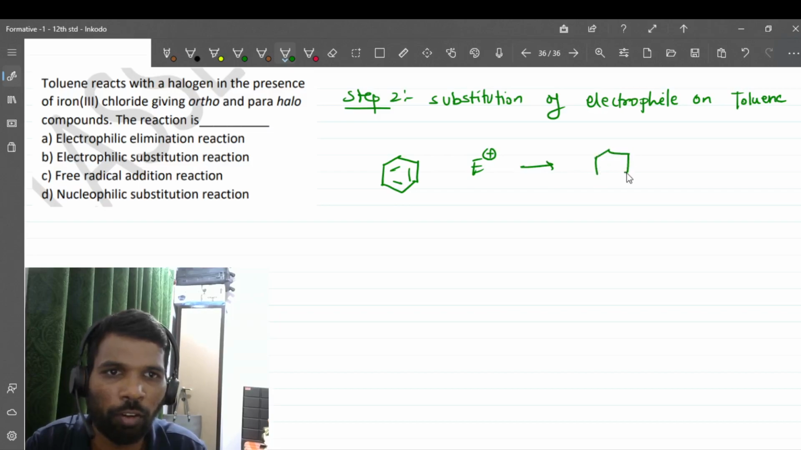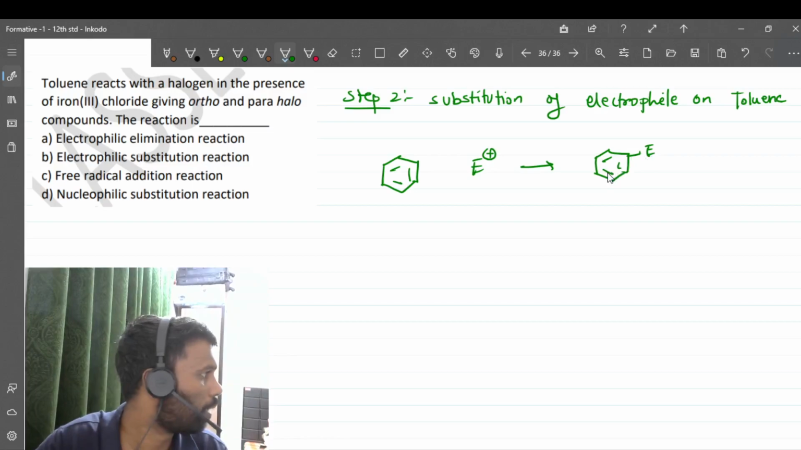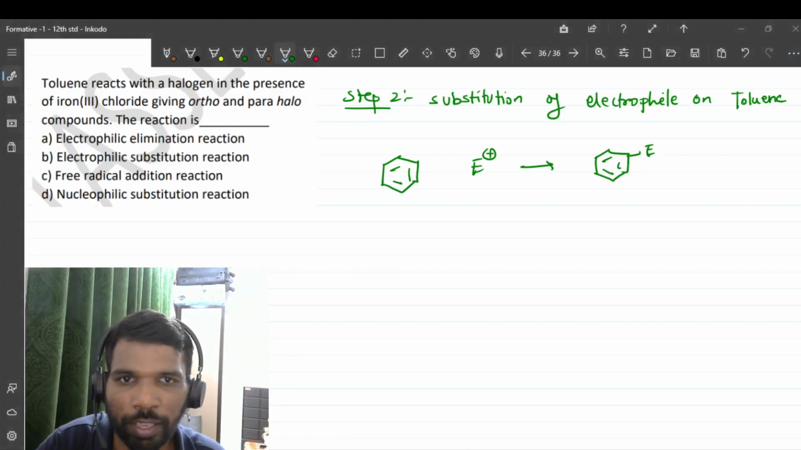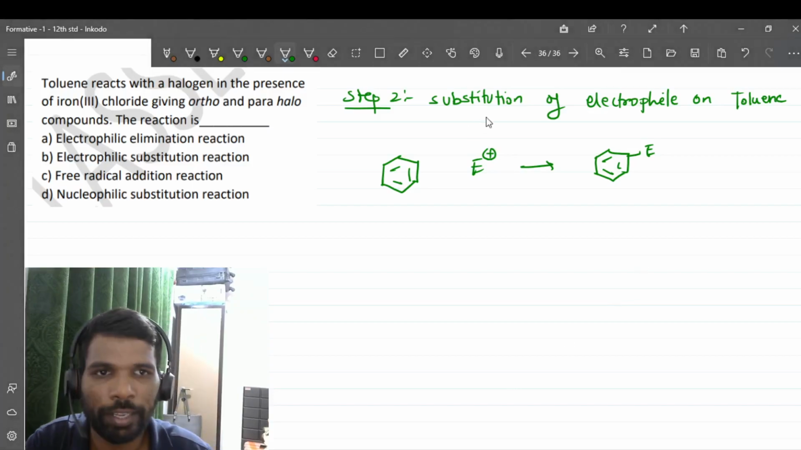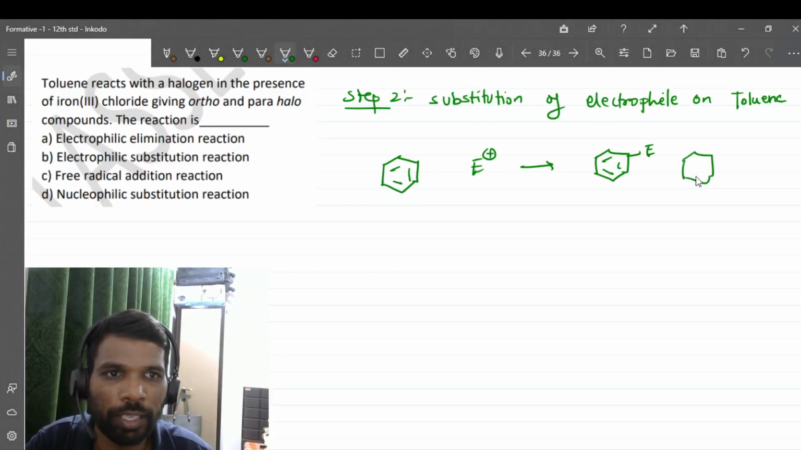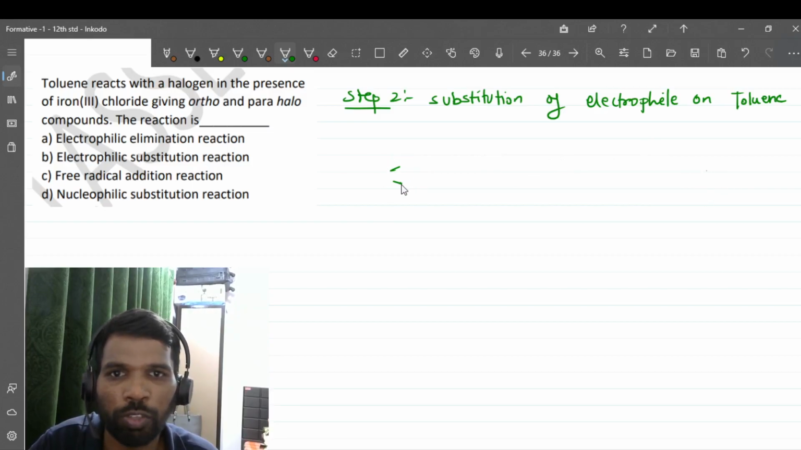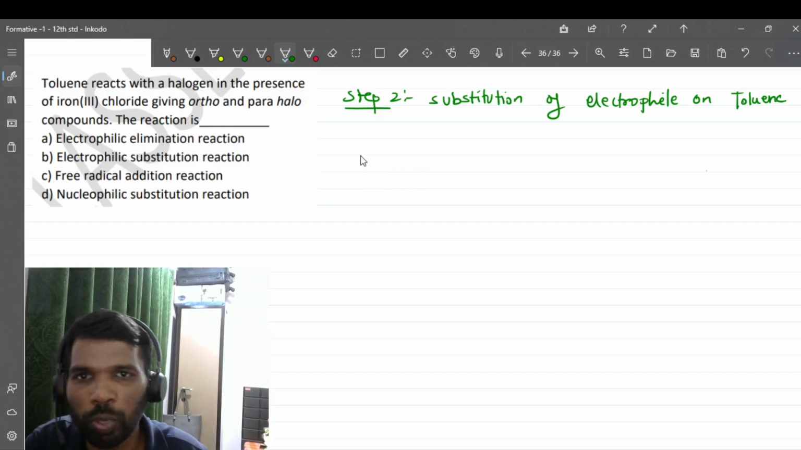You will get the electrophile E connected to any position. It is one and the same. You write this E over here, it is one and the same. Anywhere you write, it is one and the same. But now it's not just benzene, it is toluene. Now the substitution won't be the same. You can't substitute just anywhere. So now it is toluene.